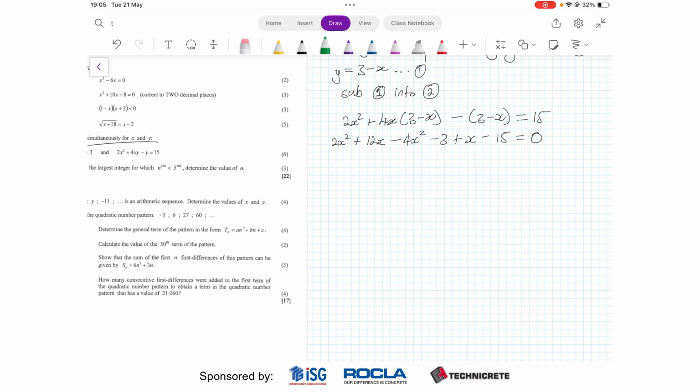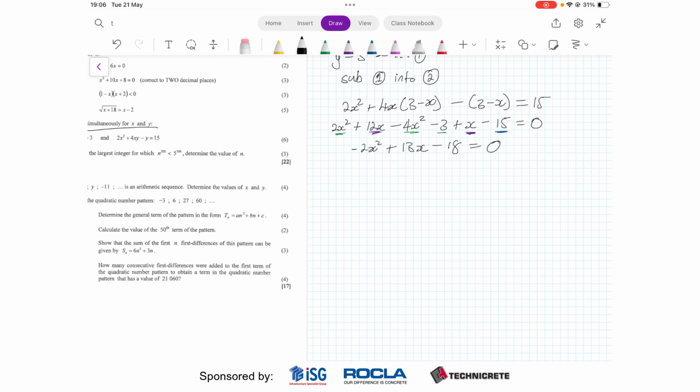Now, combining like terms, we have the 2 and the minus 4 there. That will give us minus 2x squared. Taking the 12x and the x right there will be plus 13x. And finally, combining minus 3 and minus 15 will give us minus 18 equal to 0.